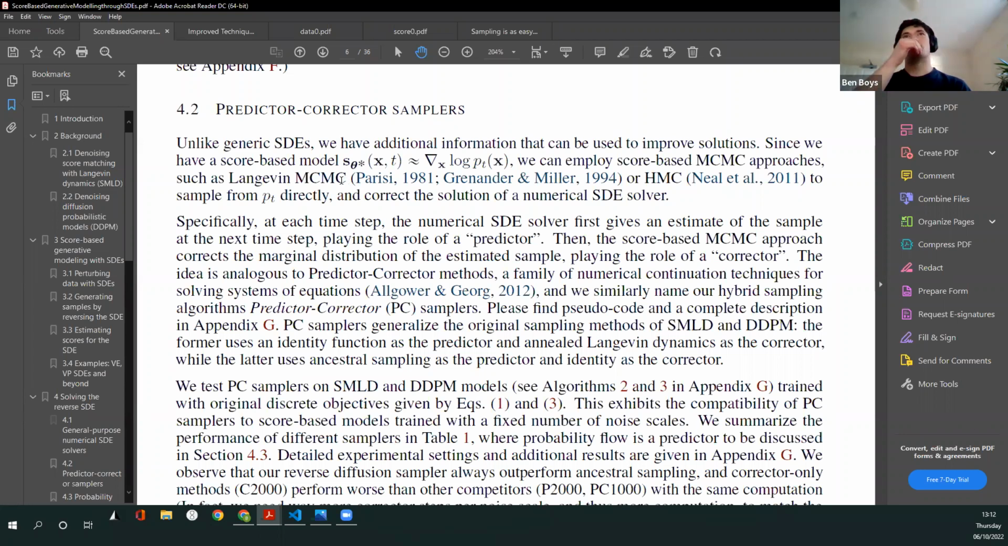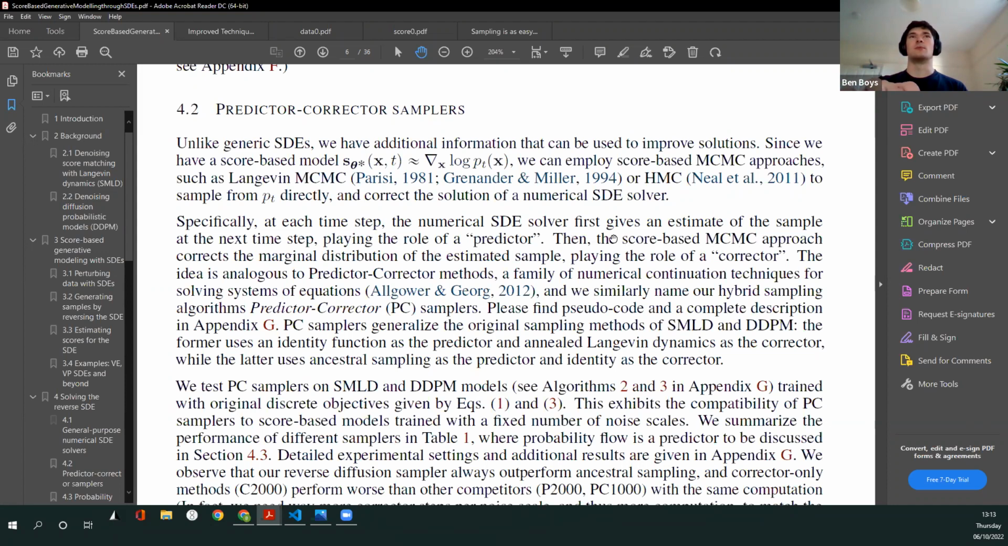we don't just have a single nabla X log P of X. We have a large number of these in that we have them for each time step. But we need to make sure that at every time step, we get close to converging to the true PT of X distribution. So at each time step, the numerical SDE solver first gives an estimate of the sample at the next time step. So that's going forward in time by denoising, and that plays the role of the predictor.